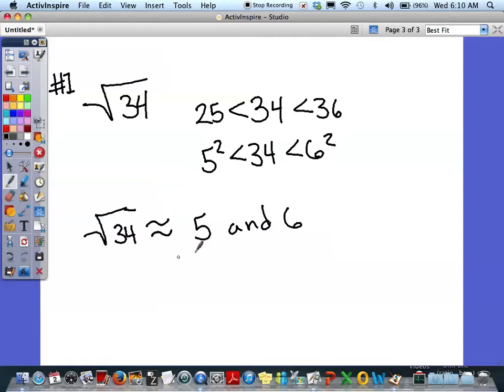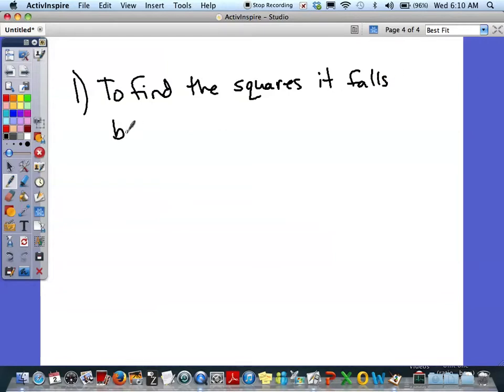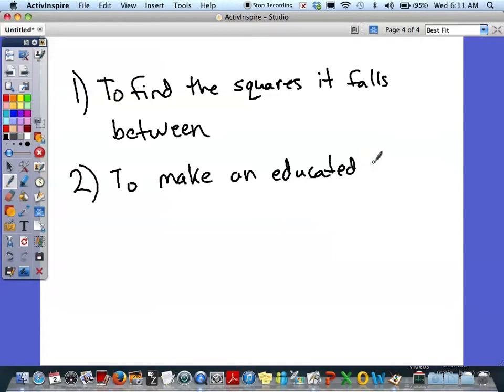So the first step, and I'm going to write the steps on another slide, would be to find the squares it falls between. The second step would be to make an educated guess on a possible answer. What do I mean by that?